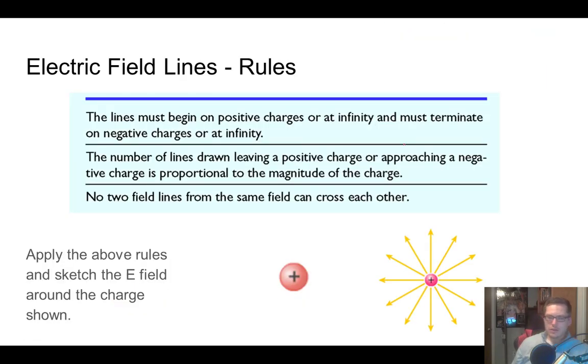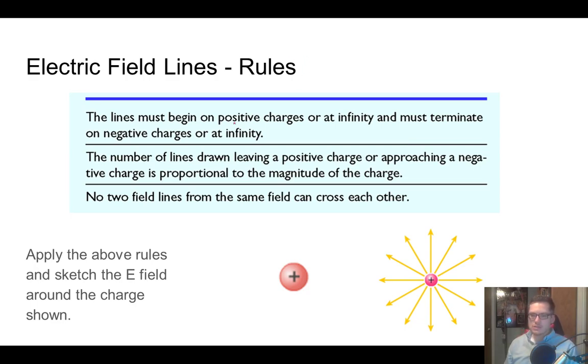So now what we need to be able to do is draw these as well. We need to be able to represent these electric fields, and in order to do that, we're going to be using electric field lines. There are a couple of rules that we need to know.